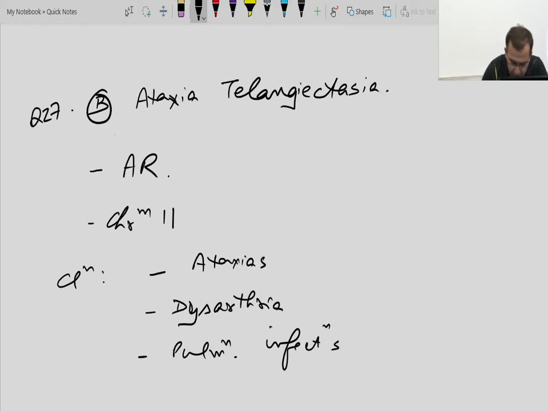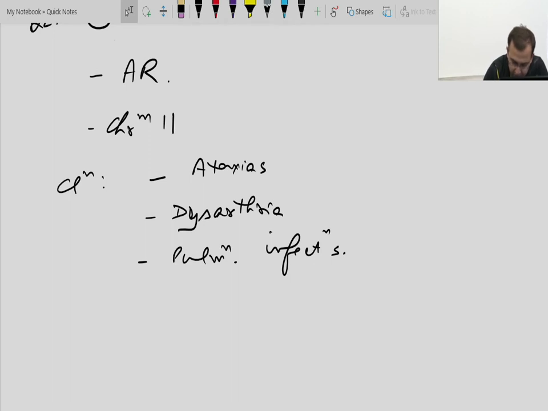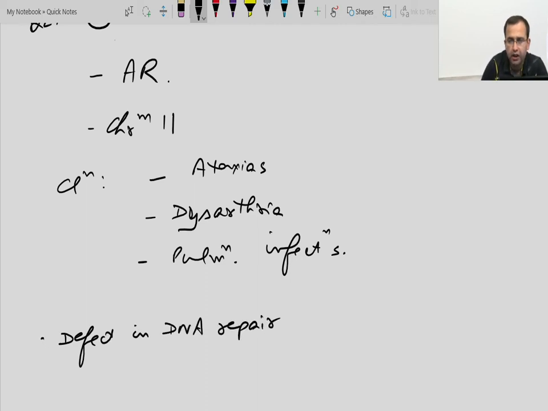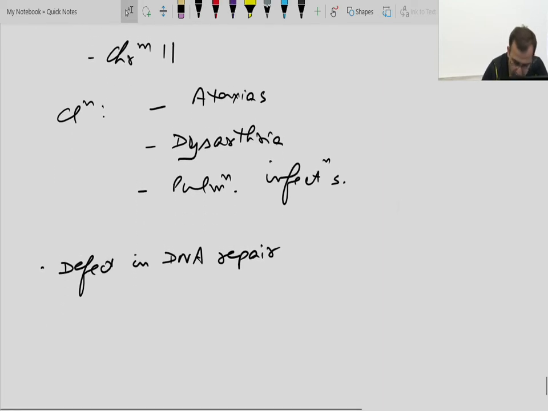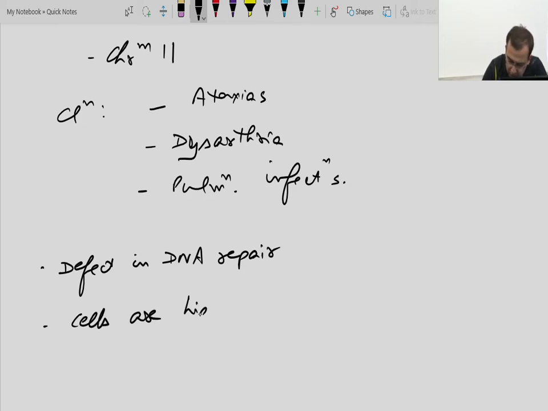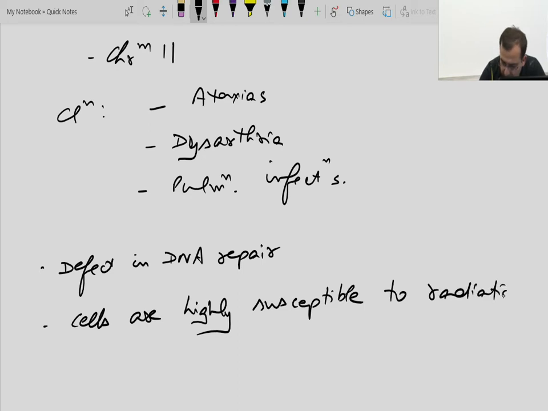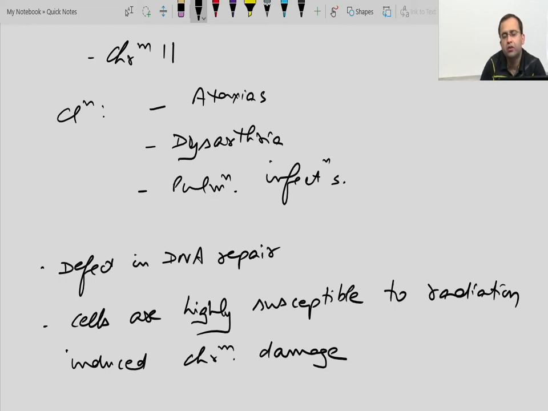Next point, it is a DNA repair defect, as a result of which the cells are highly susceptible to radiation induced chromosomal damage.